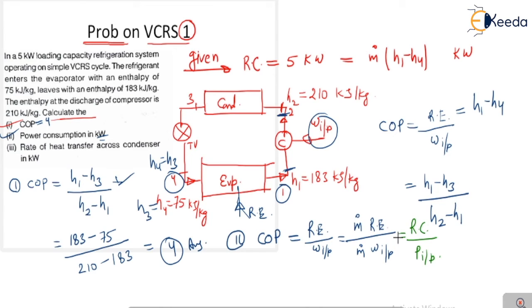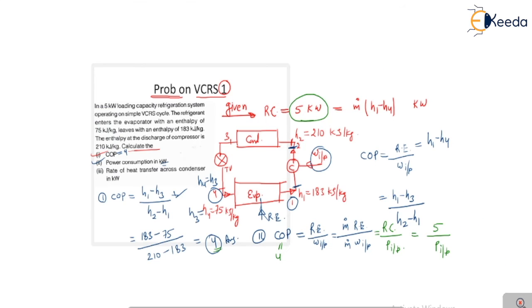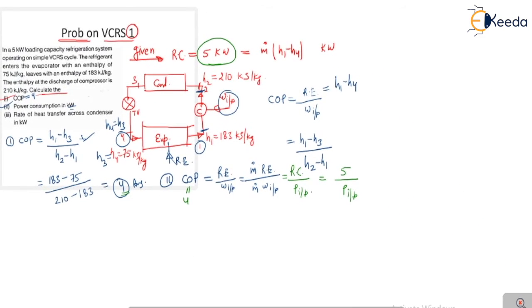Okay, my dear friends. So what is the value of refrigeration capacity? This refrigeration capacity is given as 5 kilowatt. So here you can put 5 upon this power input. You have to calculate this power input now. And what is the value of COP? The value of COP is 4. That means you can write this equation like that: 4 is equal to 5 divided by P input. Is it right? That means the final answer of the P input is nothing but 1.25 kilowatt.